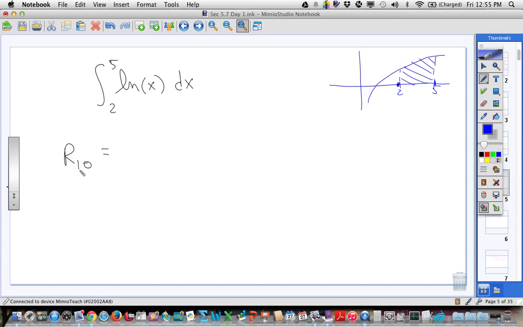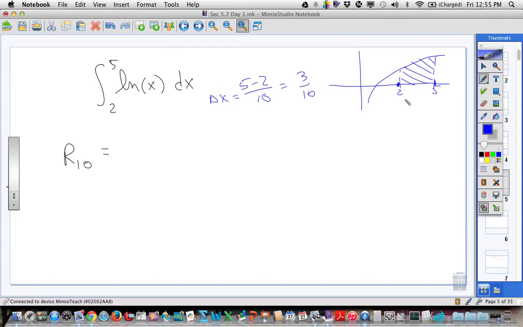So I want to do an R10, right? So I'm going to start to write a sigma. I think it's best to write it out, expand it out, and then see the pattern, and write the sigma. So I want 10 right rectangles. So first job is to find the width. 5 minus 2 divided by 10, 3/10. So delta x is 3/10.